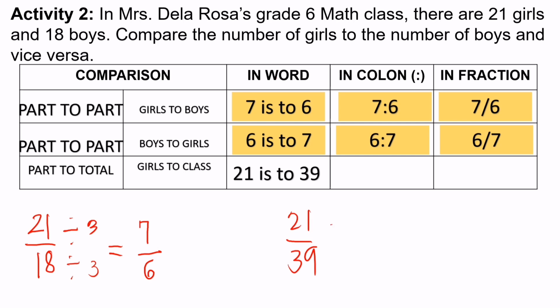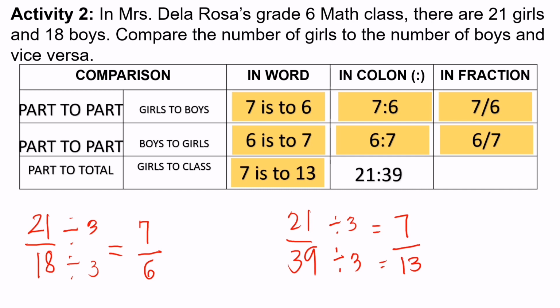And that is 3. So, divide natin both the numerator and denominator by 3. So, 21 divided by 3 is 7. 39 divided by 3 is 13. So, ngayon, ang lowest term ni 21 over 39 ay 7 over 13. That is 7 is to 13. In colon, 21 is to 39 or 7 is to 13. In fraction, 21 over 39 or 7 over 13.